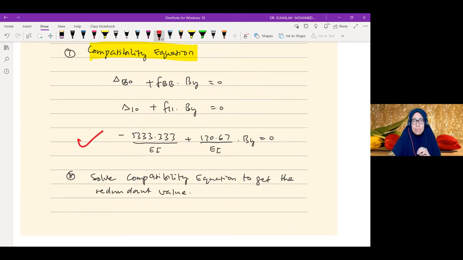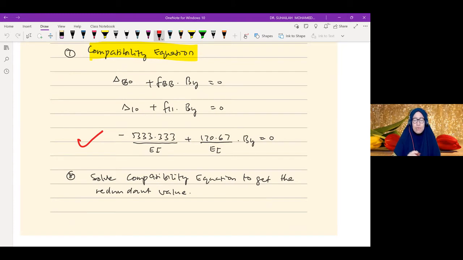Always remember, when we write the compatibility equation, we have to put EI in the equation. We cannot simply cancel EI, because when we divide 5333.333 by EI, we get a displacement value. It is 0.0 something. So keeping EI in the compatibility equation means you have to give the compatibility equation in EI form.